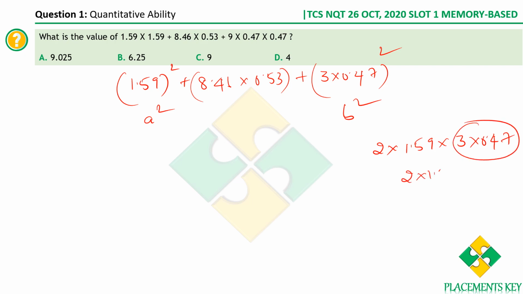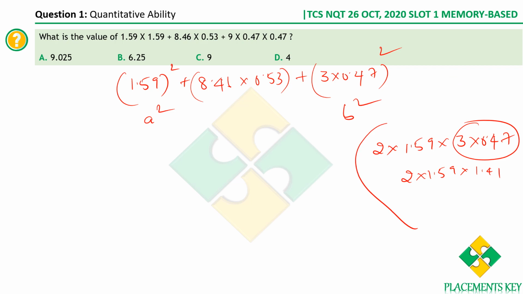We have 2 into 1.59 into 1.5. What is 47 into 3? 47 into 3, let me write it. 3 7 21, 3 4. So it is 1.41, I'm sorry. So this is into 1.41. So let's see, this value is of the form this.